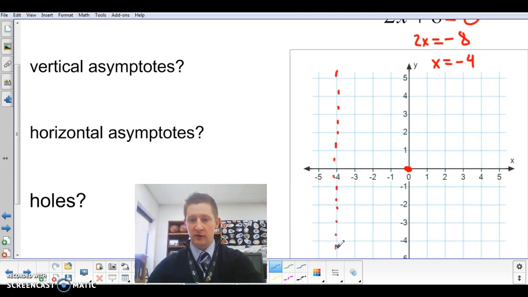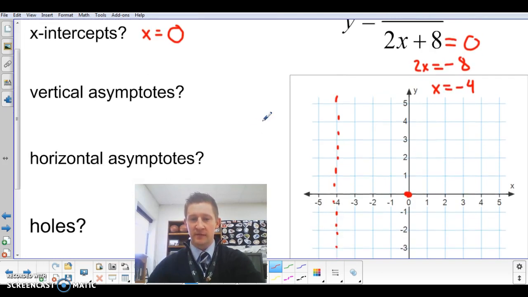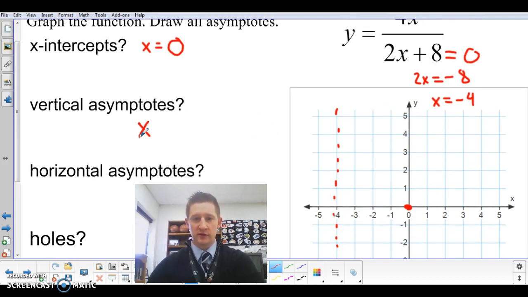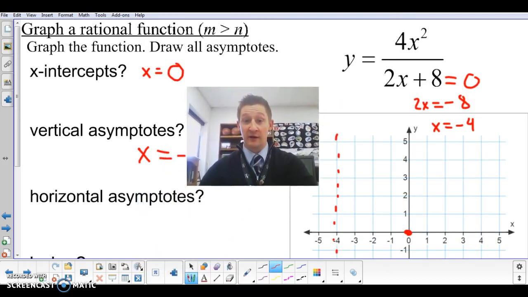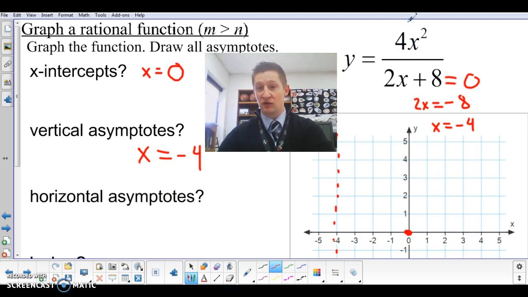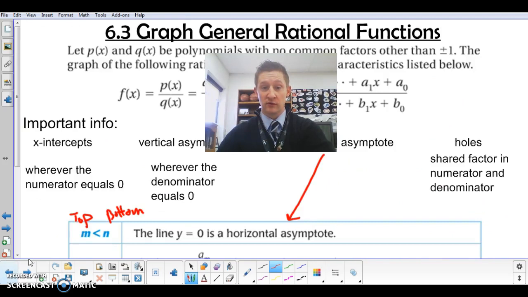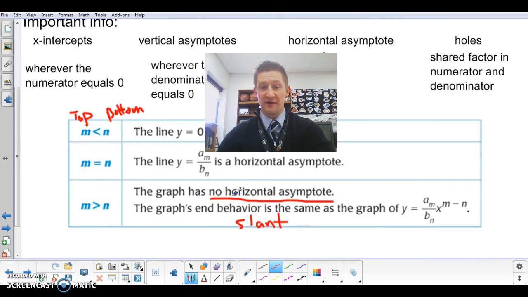This is the guy that's not going to work. Now from here, I would look for any horizontal asymptotes. Well, that depended on the degree of the numerator versus the degree of the denominator. This one has a degree that's greater in the numerator than the denominator, which means, according to our rules from before, that the graph has no horizontal asymptote.